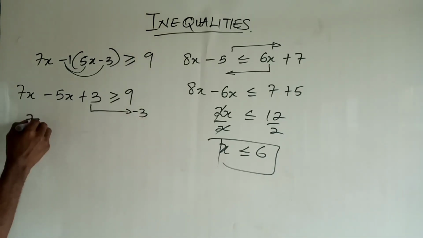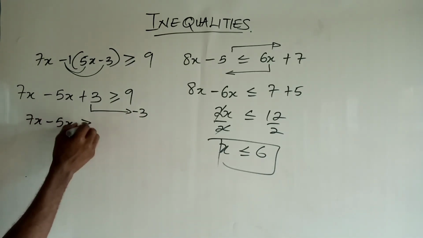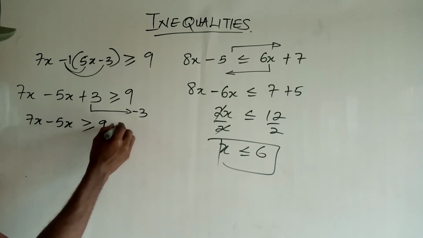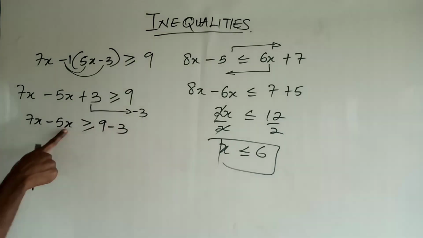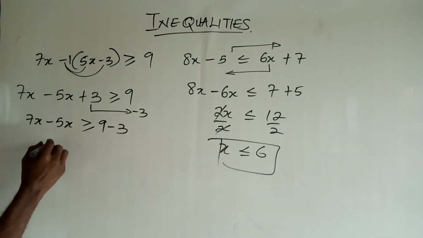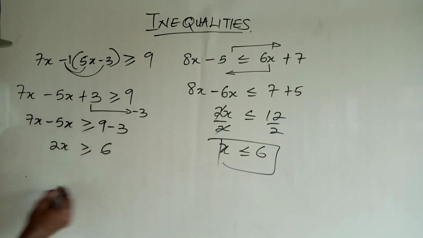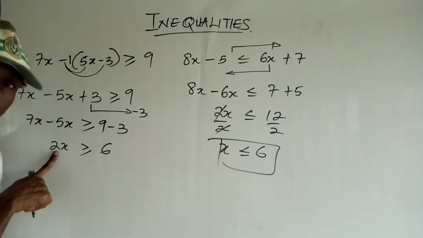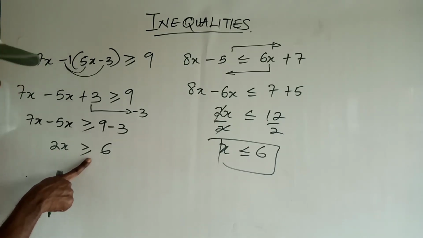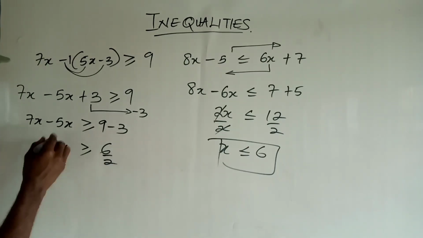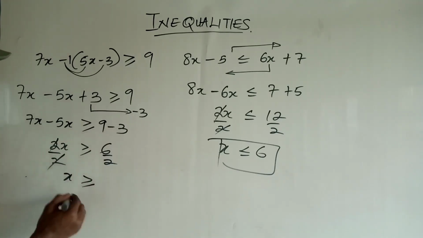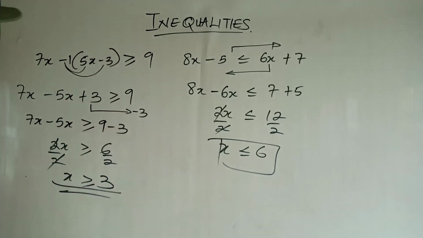So you have 7x minus 5x is greater than or equal to 9 minus 3. And 7x minus 5x will give me 2x greater than or equal to 9 minus 3, of course, is 6. And you want to divide both sides by a positive number, so the inequality will not change. So you divide both sides by 2, this guy will cancel out, so x is greater than or equal to 3.